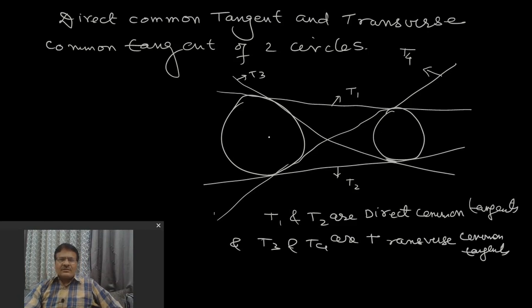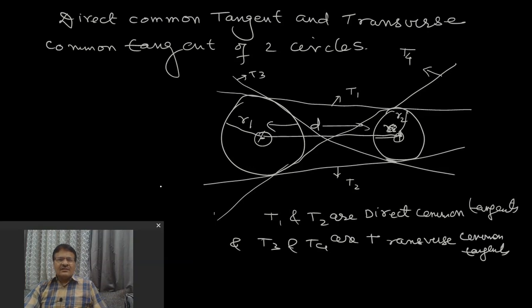Now suppose this is center of this circle. The radius of this circle is suppose R1. This is center of this circle. The radius of this circle is suppose R2. So please do remember one formula. Suppose this is center and this is center of this circle, and the distance between these two centers, suppose it is small d.